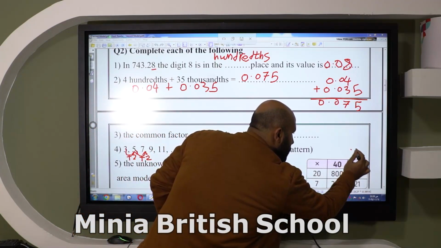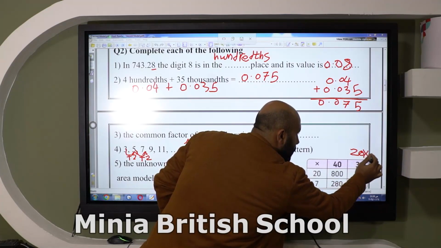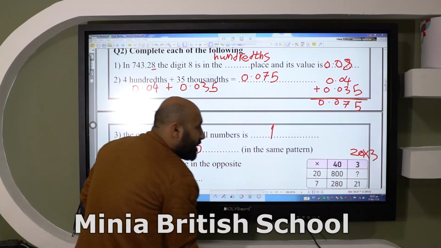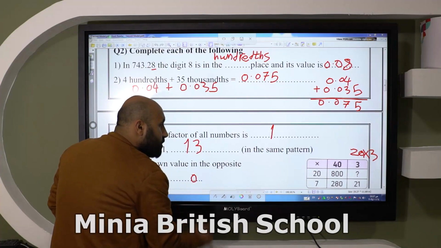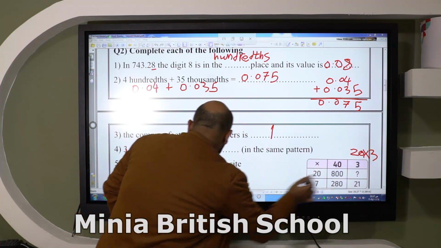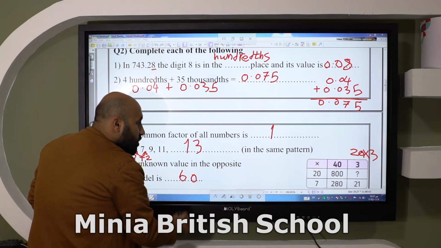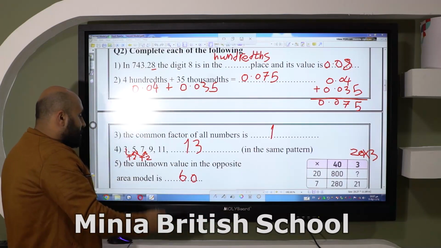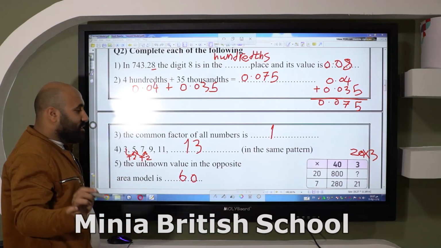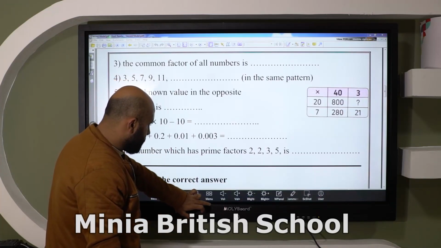Okay? The unknown value in the area model, which I have here, is 20 times 3. 20 times 3, I will drop the 0, and 2 times 3 equals 6. So 20 times 3 equals 60. So the unknown value is 60. Okay, let's continue.